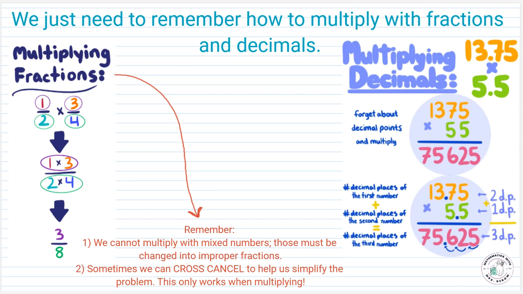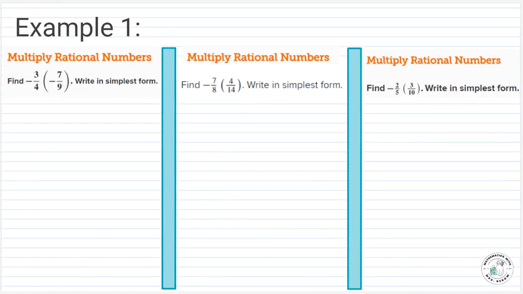Now multiplying decimals, again, if you can long multiply, you can multiply decimals. You're just going to forget about the decimal points and multiply like normal. And the number of decimal places that are in the problem are the number of decimal places that have to be in our answer. So taking a look at our first set of problems, all of these are going to involve fractions. So again, really good review, especially for cross-canceling, because all of these we will be able to do some cross-canceling on. Now for the first one, it says we're going to find negative 3/4 multiplied by negative 7/9. And again, we're going to write our answer in simplest form.